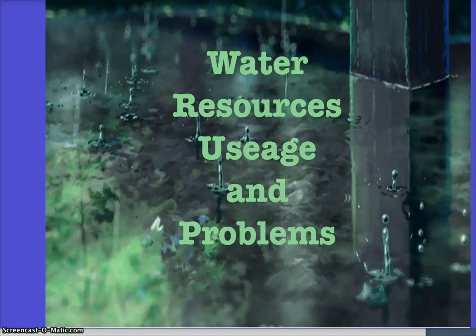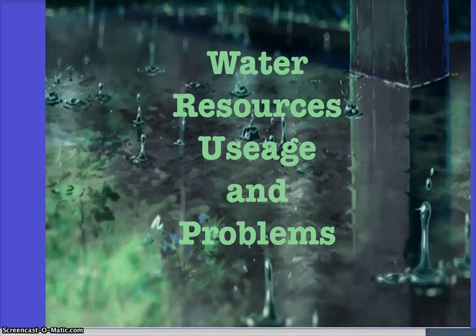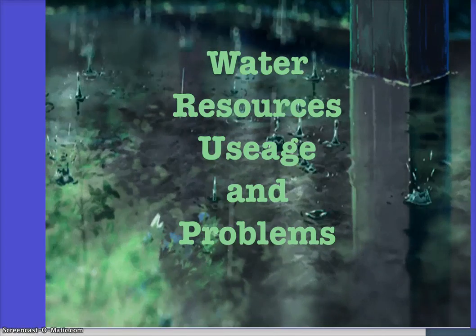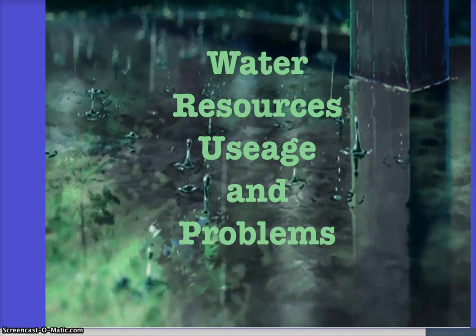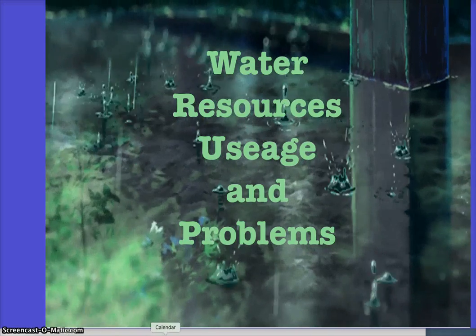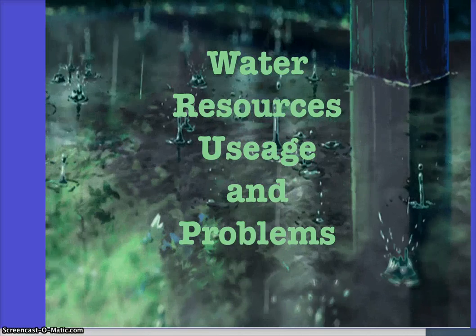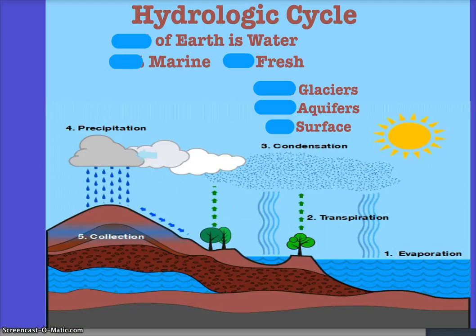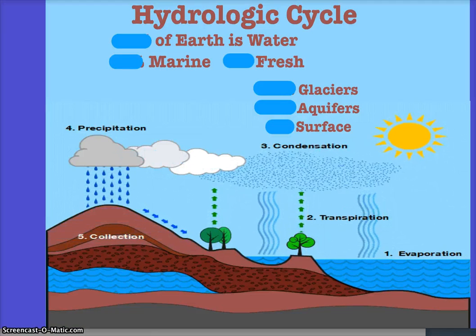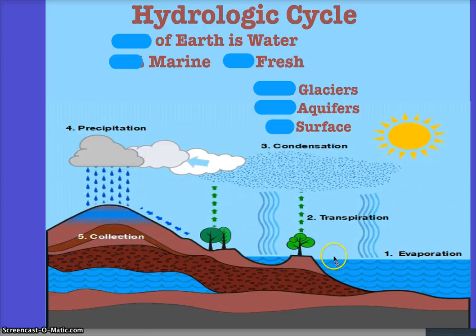So we're going to review water on Earth, and then we're going to talk about where we tap into this water, what we use it for, and then starting tomorrow, you'll start to talk about the global problems with water. So this is review. The water cycle, you have to know the full water cycle. I'm not going over that again.